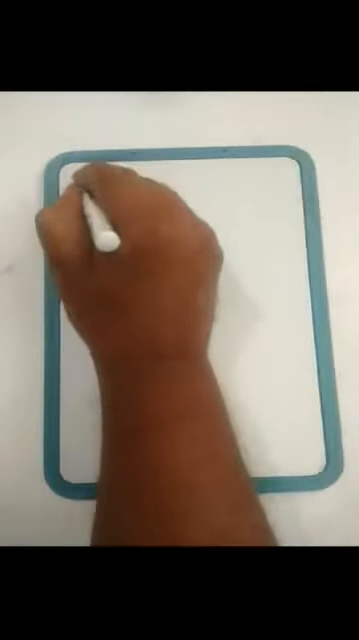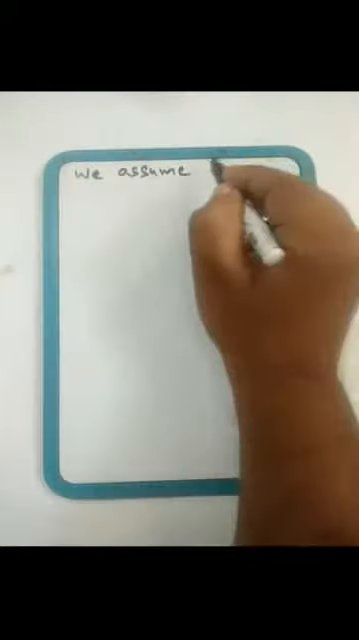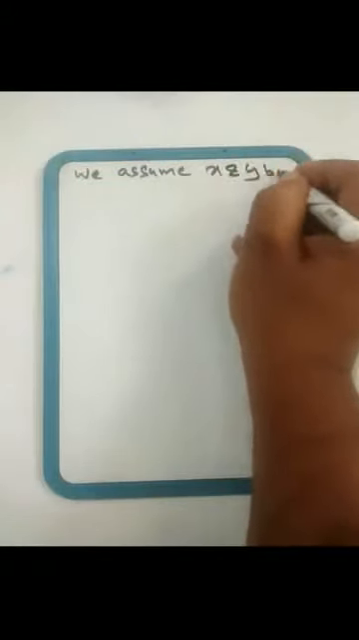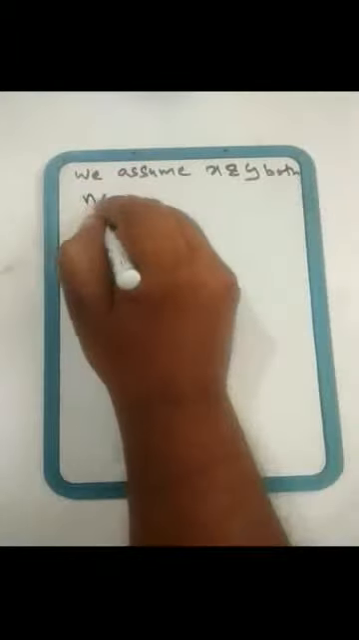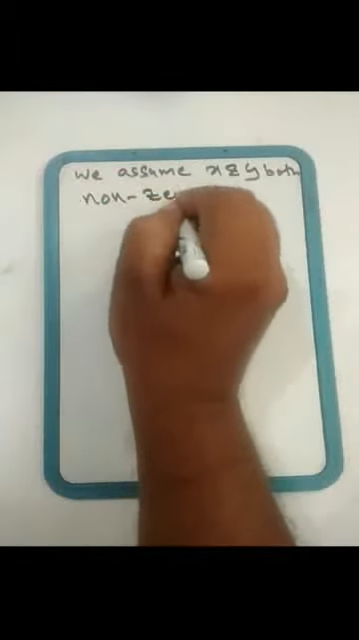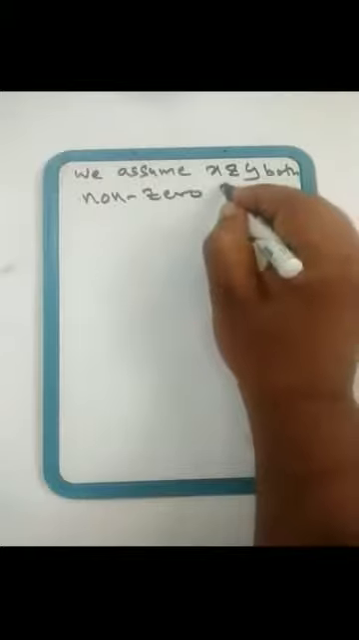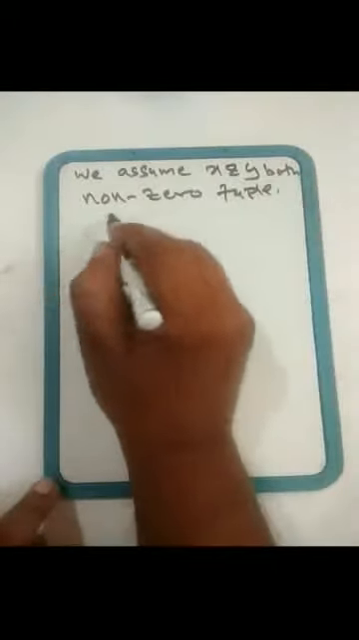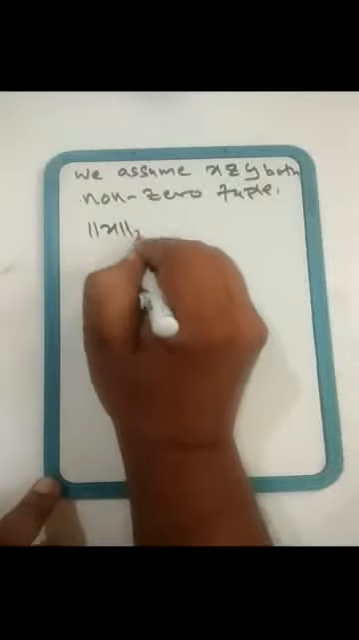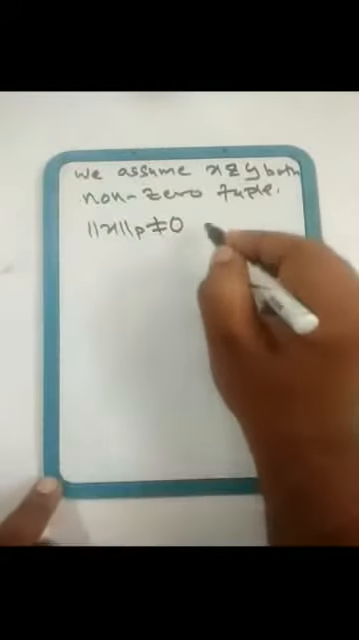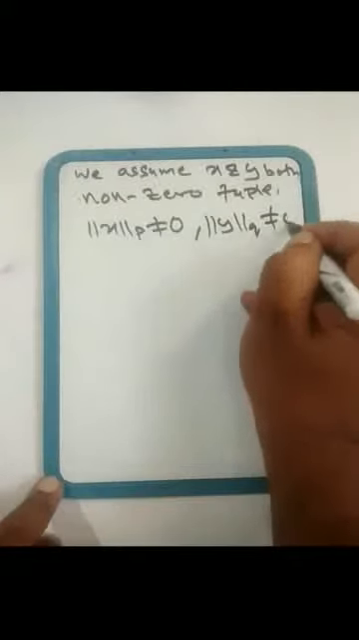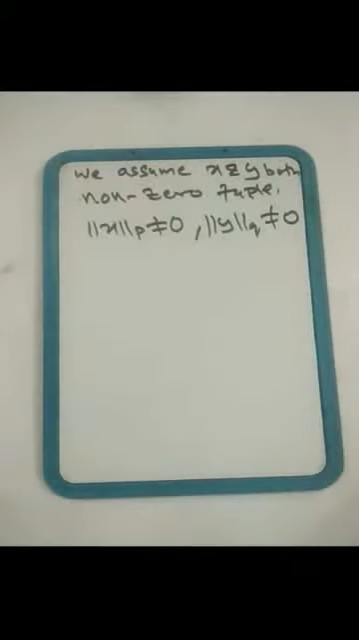So we assume x, y both non-zero, not the 0 tuple. In other words, the pth norm of x is non-zero and the qth norm of y is also non-zero. Okay.